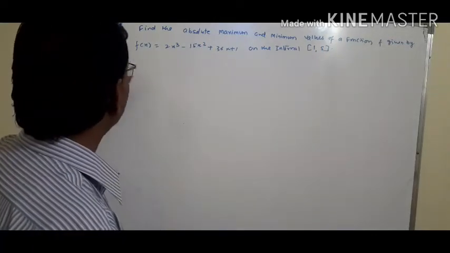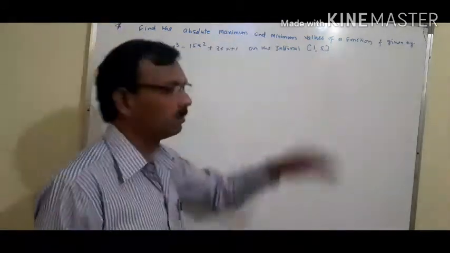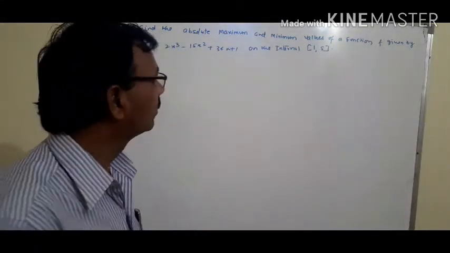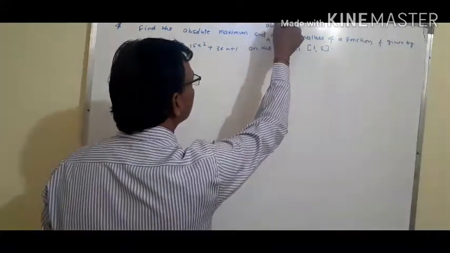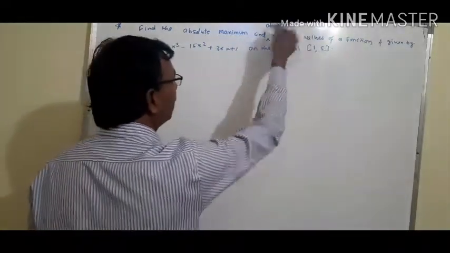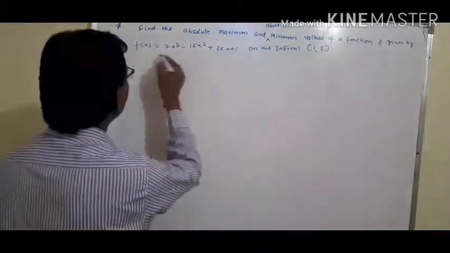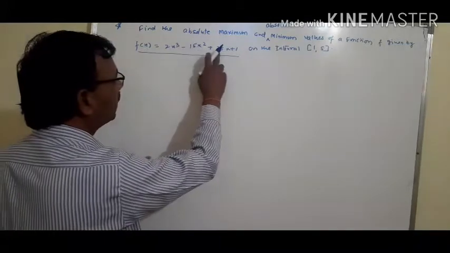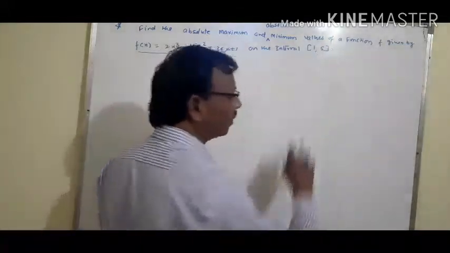We will discuss this question. This question is related to absolute maximum and absolute minimum values: the absolute maximum and absolute minimum value of a function f given by f of x equal to 2x cube minus 5x square plus 36x plus 1 on the interval 1 to 5.